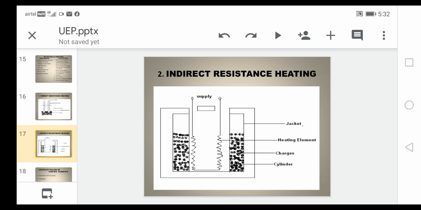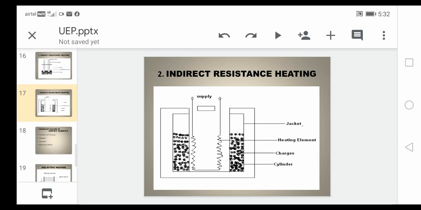In indirect resistance heating, heat transfer takes place either by conduction, convection or radiation. Here also we give the electrical supply, but the charge is outside the furnace. Whenever we give the supply to the heating element, it gets heated, and that heat is transferred to the charge. In this case we have less efficiency compared to direct resistance heating.